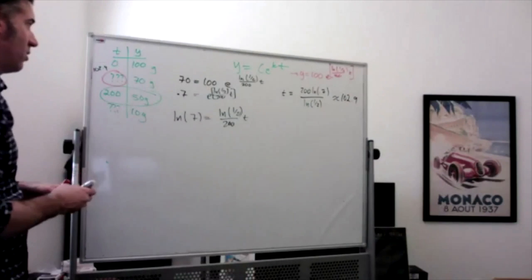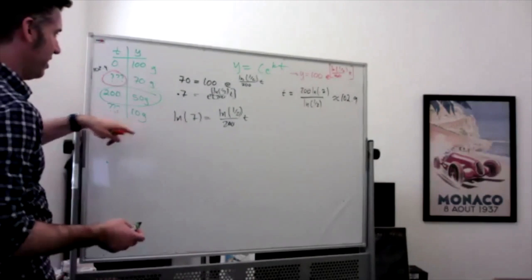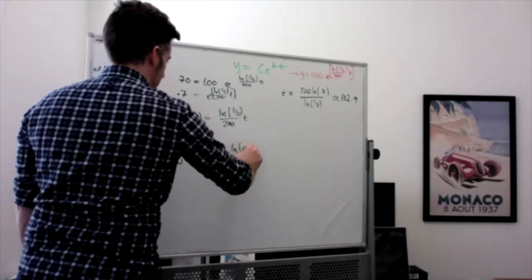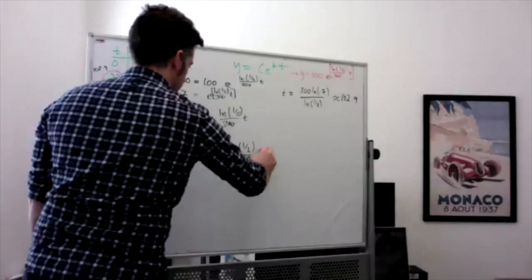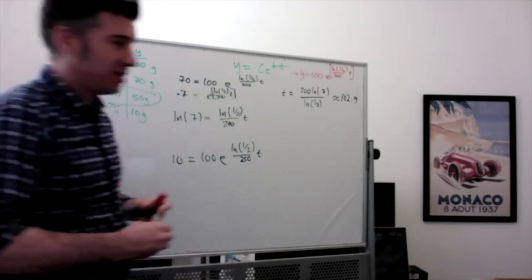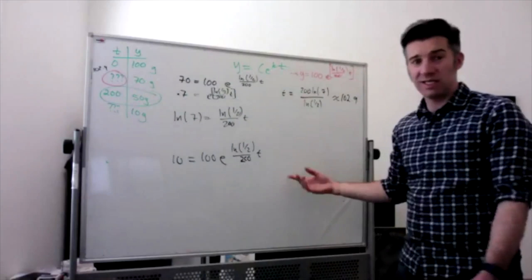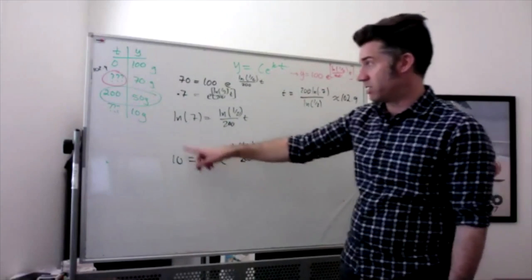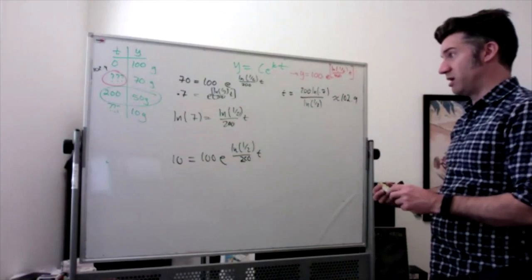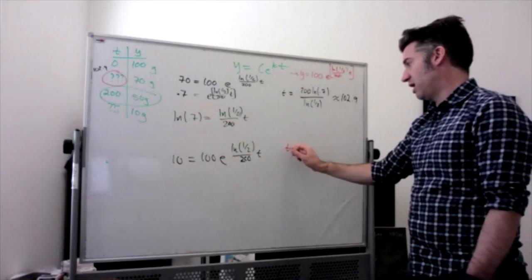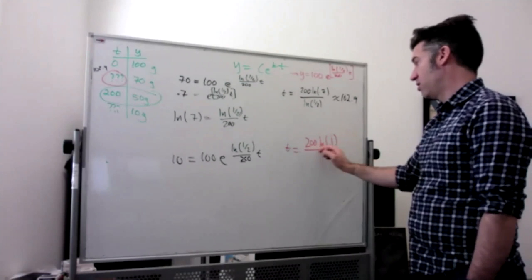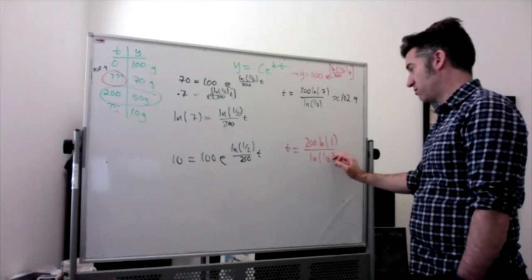So then we're going to say, all right, how long does it take to get to just having 10 grams? Well, 10 equals 100 e to the natural log of 1/2 over 200 t. We could go through the same 3 steps, but I would like to think that you guys can see that it's going to be exactly the same result, except instead of having 0.7 over here, when I divide by 100, I'm going to have 0.1. So my answer should be, if I do those same 3 steps, time equal to 200 times the natural log of 0.1 over the natural log of 1/2.